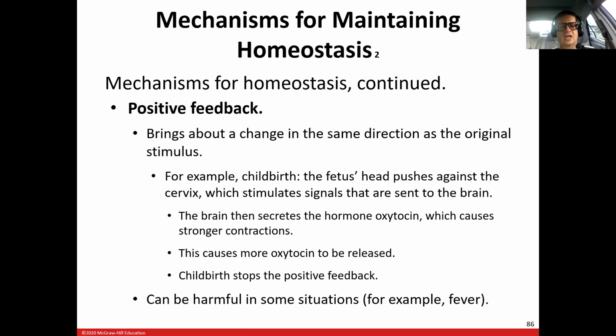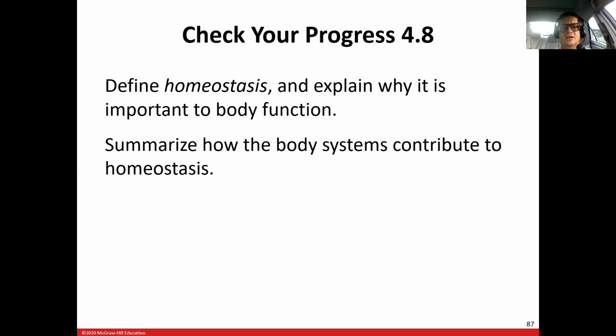So, example, childbirth, when the fetus's head pushes on the cervix, that stimulates signals sent to the brain. The brain makes oxytocin, which causes contractions to get stronger, which those stronger contractions cause more oxytocin, and that continues until you have birth. All right. If you had positive feedback and a fever, you're going to cook yourself to death.